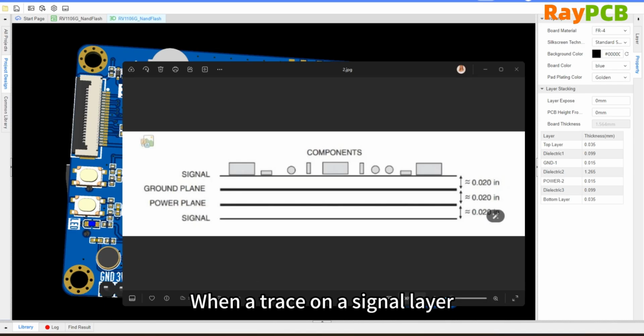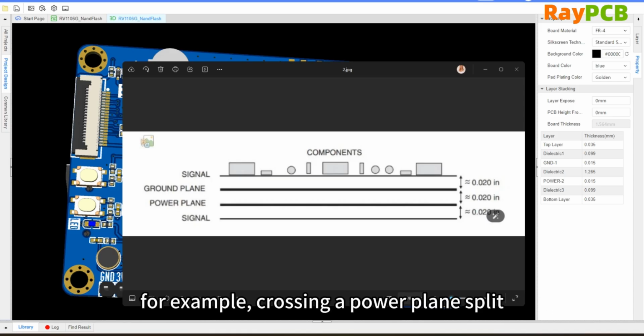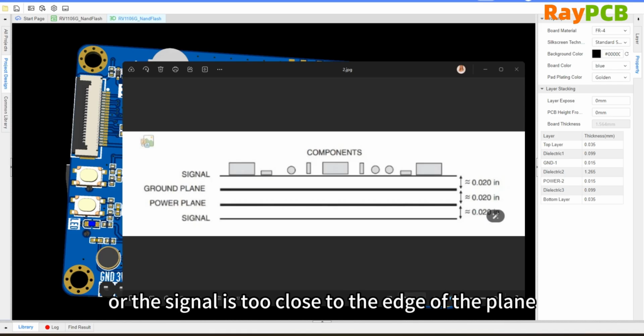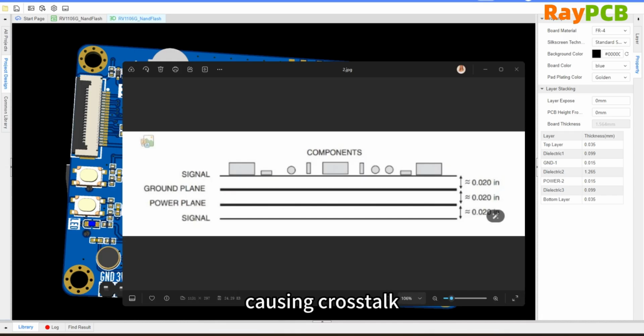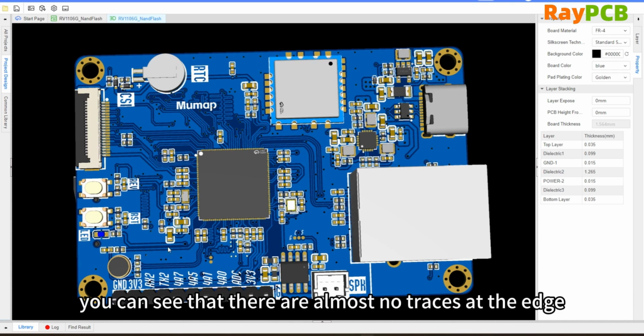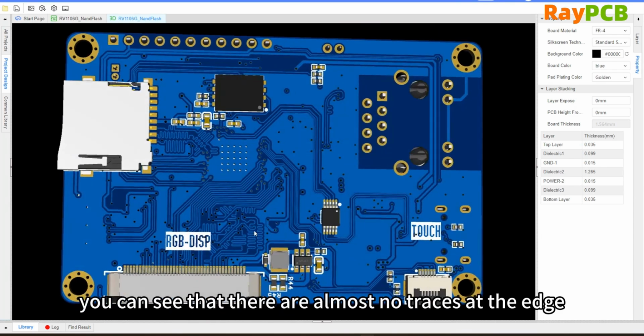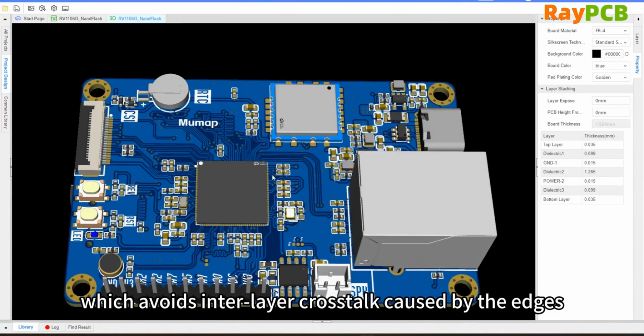When the bus on a signal layer does not have a continuous reference plane beneath it, for example, when it crosses a power split region or the signal routing is close to the edge of the plane, its electromagnetic field may leak to adjacent layers, causing deformed crosstalk. Taking this board as an example, you can see that there are almost no traces near the edge, which avoids crosstalk caused by the edge effect.